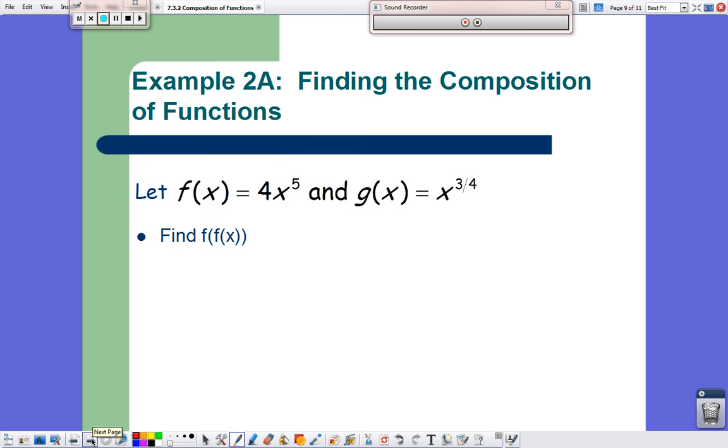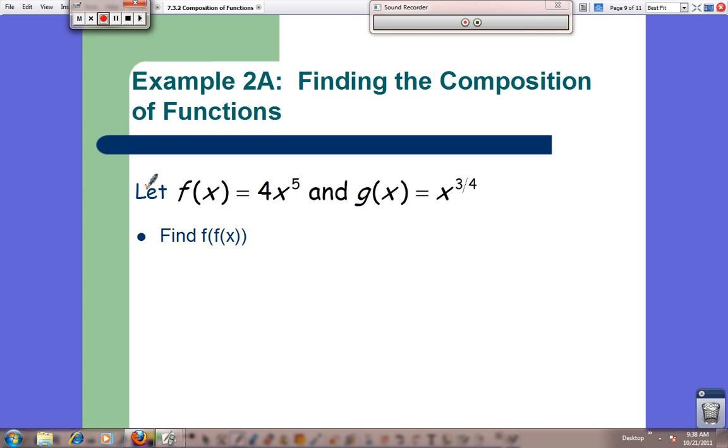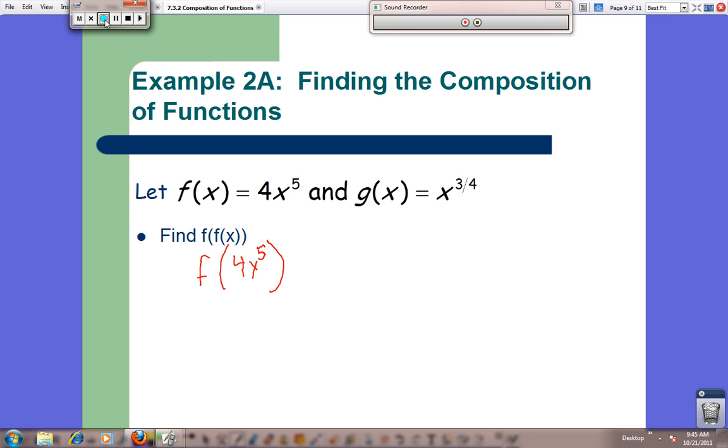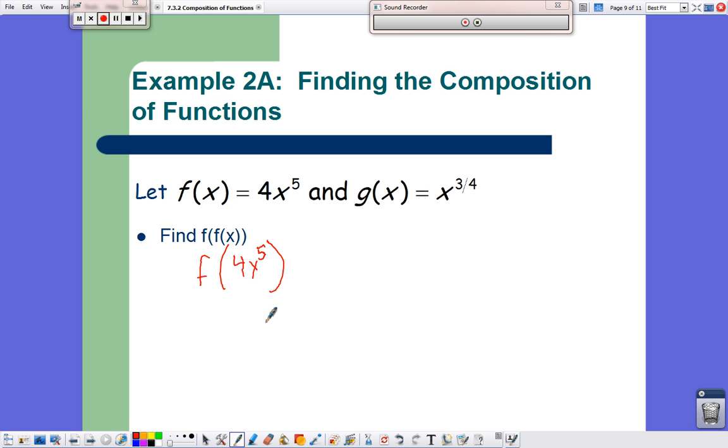Now, I don't always have to do f of g of x or g of f of x. I could actually do f of f of x. Okay, and when I do this, first of all, remember, I'm taking the function f, and I'm going to replace this f of x with 4x to the 5th. Okay? And so everywhere I see an x, I'm actually going to replace it with 4x to the 5th.